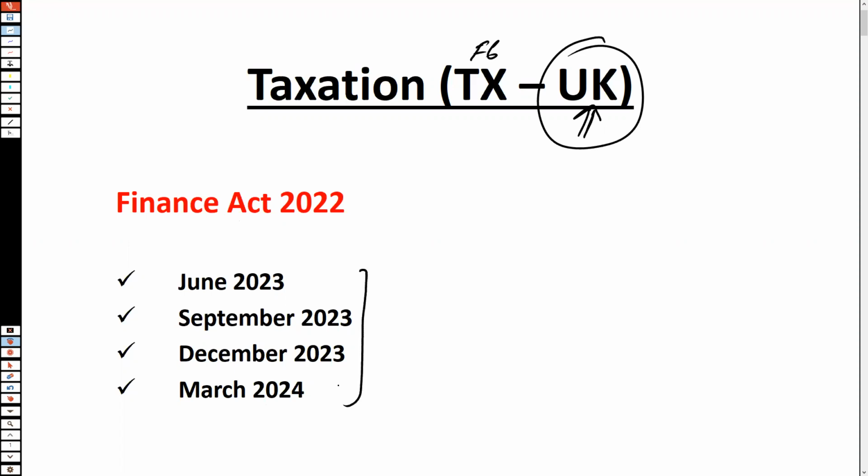Those students who would be taking the TX exam in June 23, September 23, December 23 and March 24 exam sessions, Finance Act 2022 is relevant for those students. So basically, the taxation paper is based on the Finance Act, and the previous Finance Act was 2021 and it was applicable till the March 23 exam session. From June 23, September 23, December 23 and March 24, for these four exam sessions, Finance Act 2022 is relevant.